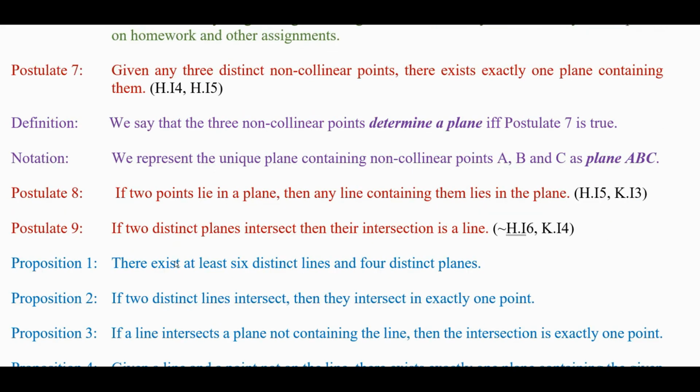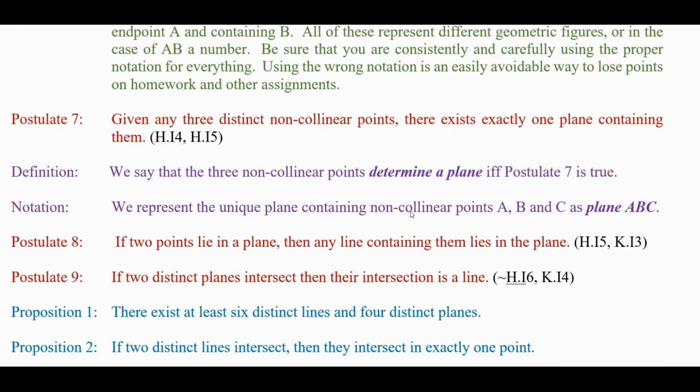All right, next, postulate 7. Given any 3 distinct non-collinear points, there exists exactly one plane containing them. That's Hilbert's incidence axiom 4 and 5. Definition: we say that the 3 non-collinear points determine a plane if and only if postulate 7 is true. And we represent the unique plane containing the non-collinear points A, B, and C as plane ABC.